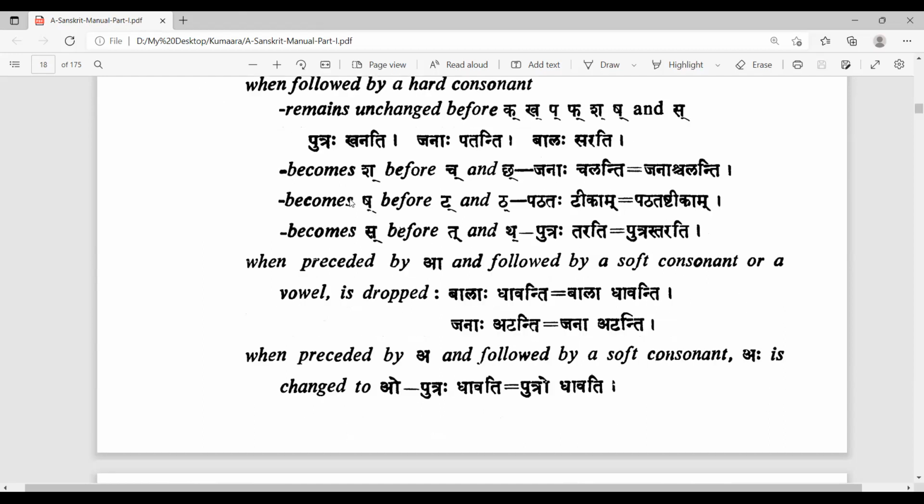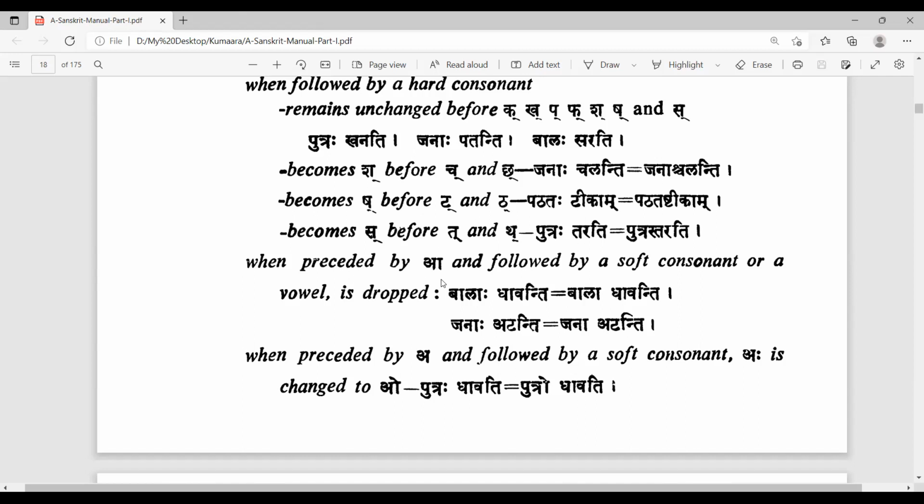Then when preceded by A and followed by soft consonants or vowels, it is dropped. Akara, right? What is that rule? Ato Roraplutad Aplute, Hashi cha. He says it is dropped, but it is not dropped directly. It becomes Yakara. And then Lopah Shakalyasya says it is dropped mandatorily when followed by a soft consonant. When followed by a vowel, dropping is optional. Janaha atanti: Jana atanti or Janayatanti is possible.